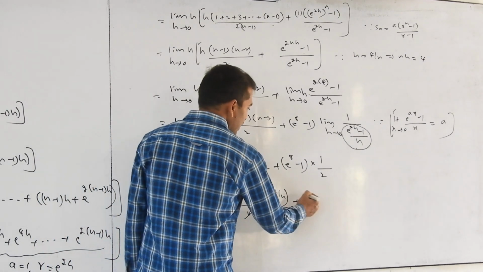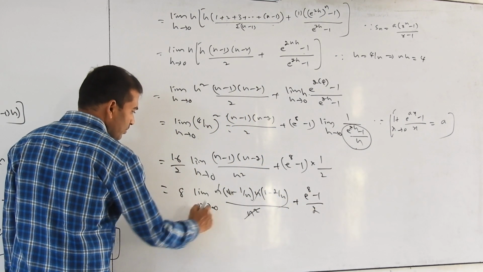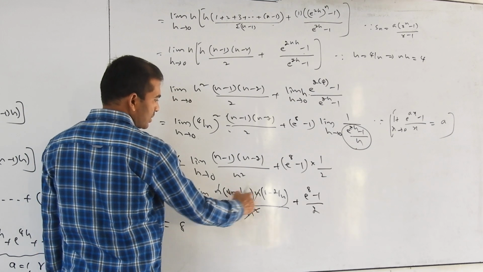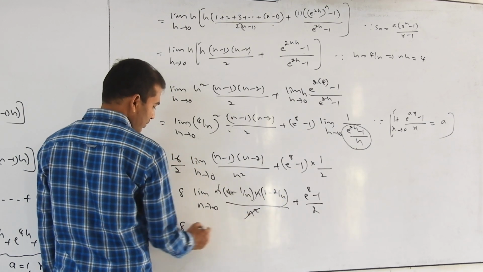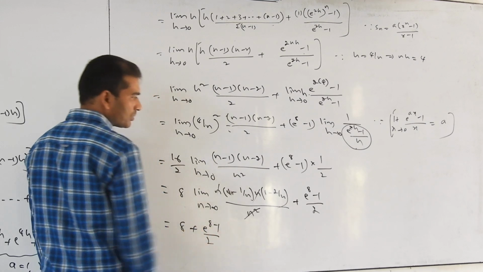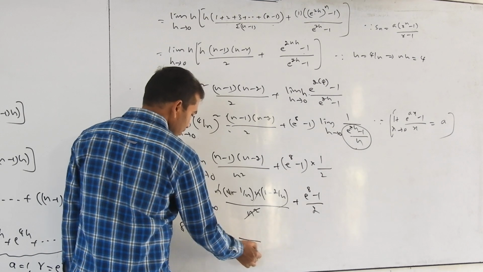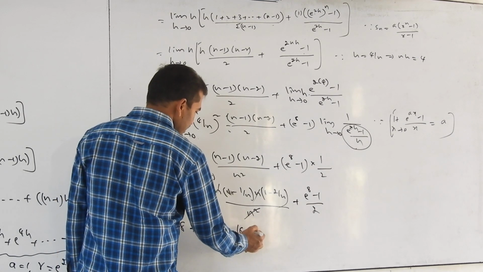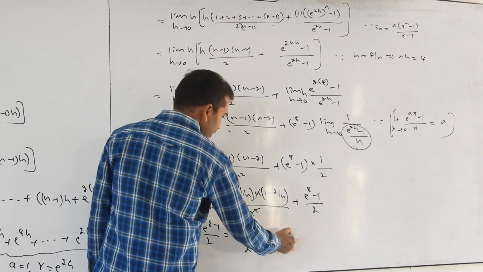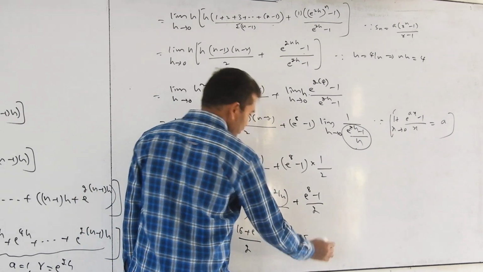So plus e power 8 minus 1 by 2. Put n is equal to infinity: 1 by infinity is 0, 2 by infinity is 0, so the answer is 1 here. 8 plus e power 8 minus 1 by 2. Simplify that. LCM is 2. 2 into 8 is 16, plus e power 8 minus 1. So e power 8, 16 minus 1, plus 15 by 2. This is the answer.